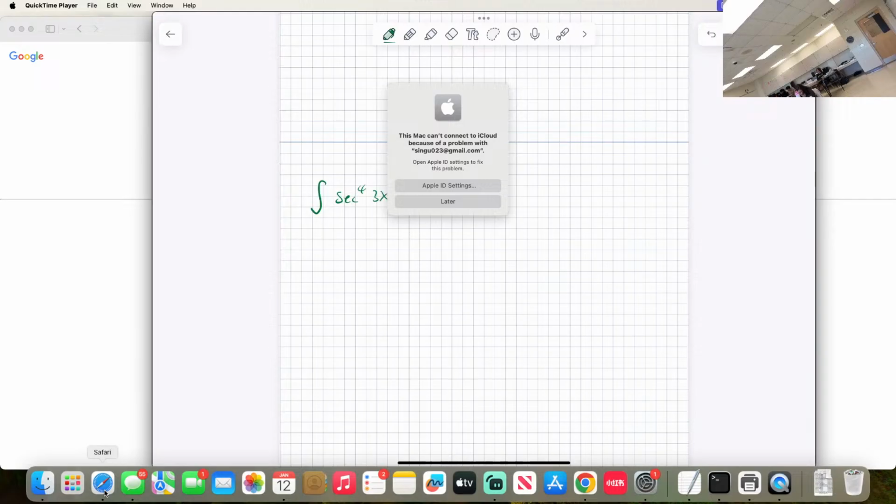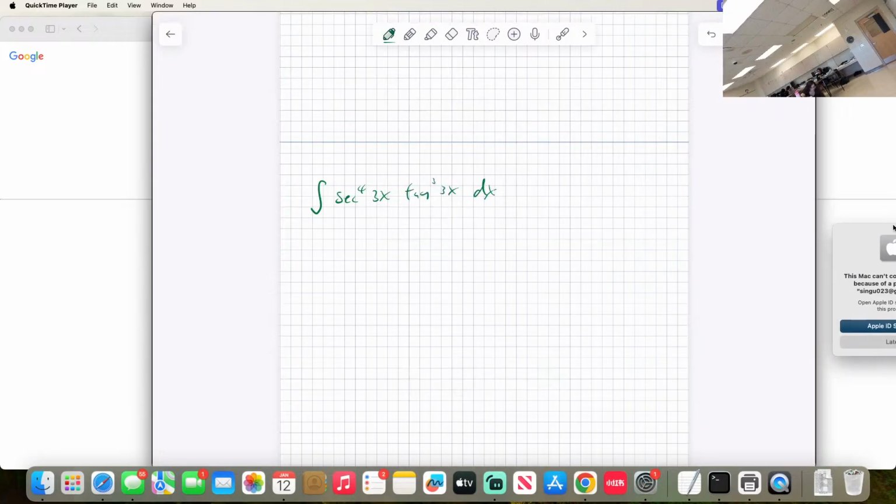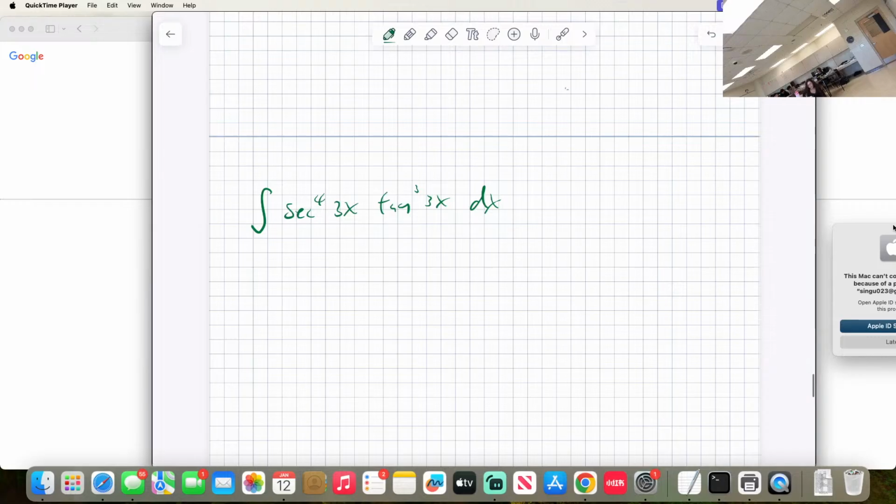I think only a few students are able to solve this problem, not every student. So I'm just gonna look at this question for a little bit. Secant fourth of 3x and tangent cube of 3x. Now, one thing about this section, you really need to know all those identities because it does help you.